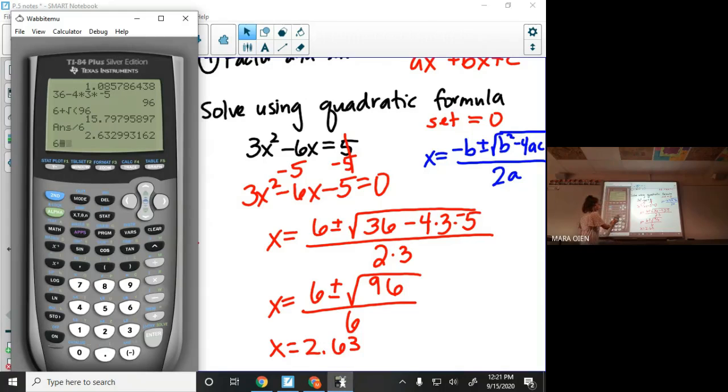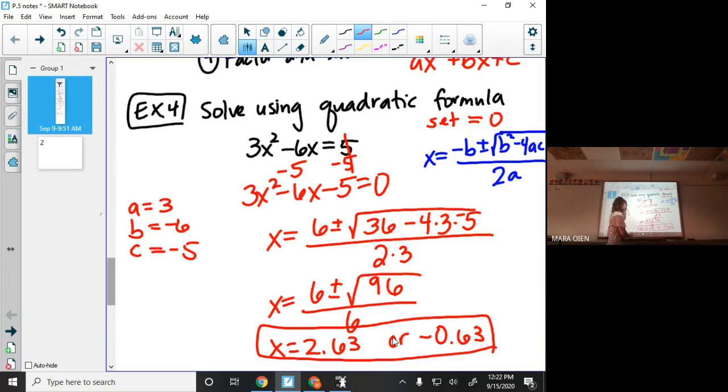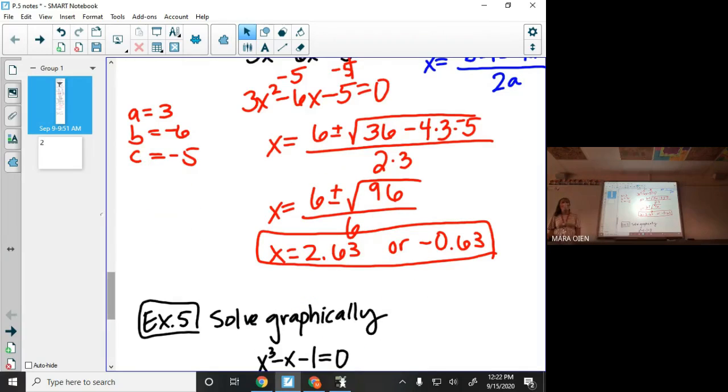And then I have to take 6 minus the square root of 96 divided by 6, and that gives me a negative 0.63. Okay, so there's using our quadratic formula. Only because I'm thinking ahead for Schoology and stuff like that. I don't think there's an easy way, if it was a fill-in-the-blank question for Schoology, to put a square root. So if I were you, I'd just plan on rounding those to the decimal.